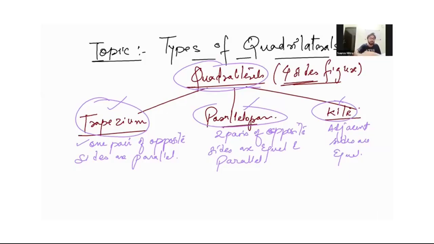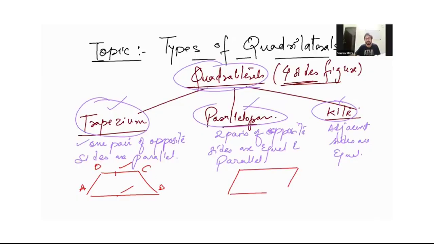Now, how do they look? Trapezium means one pair of opposite sides are parallel and the other sides are non-parallel. These opposite sides A, B, C, D, I have taken this parallel to this. In parallelogram, these are my opposite sides. This is your parallelogram A, B, C, D. This is equal and parallel. This is equal and parallel.